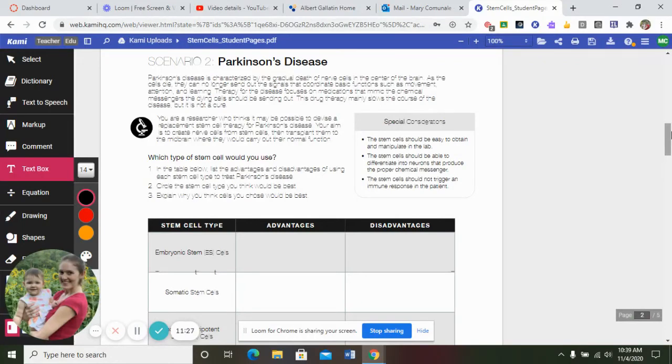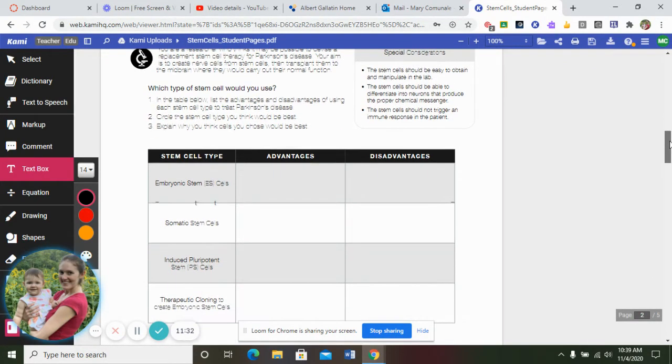So for which type of stem cell you should use, we're going to be doing the same thing we did in the last one, listing advantages, disadvantages, and then saying which one we would do. Special considerations: the stem cell should be easy to obtain and manipulate in the lab. It should be able to differentiate into neurons that produce the proper chemical messenger. The stem cells should not trigger an immune response in the patient.